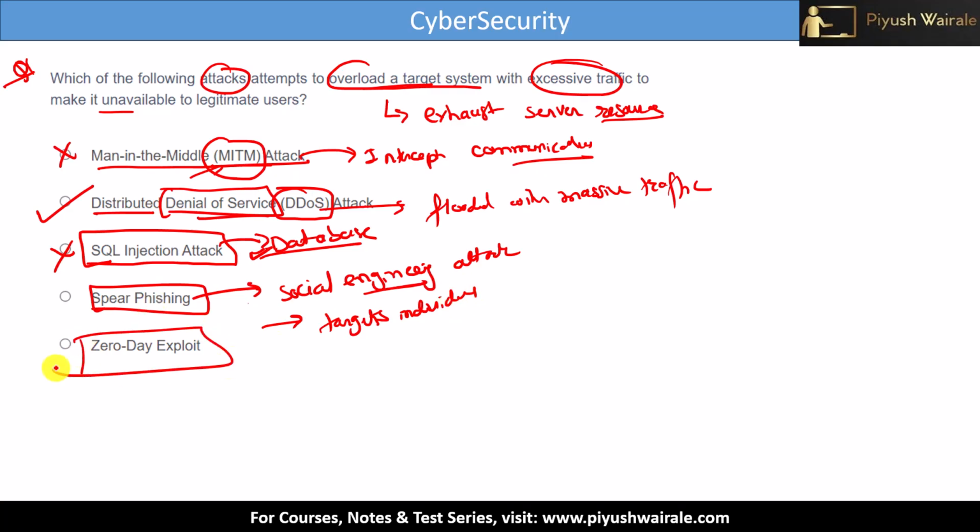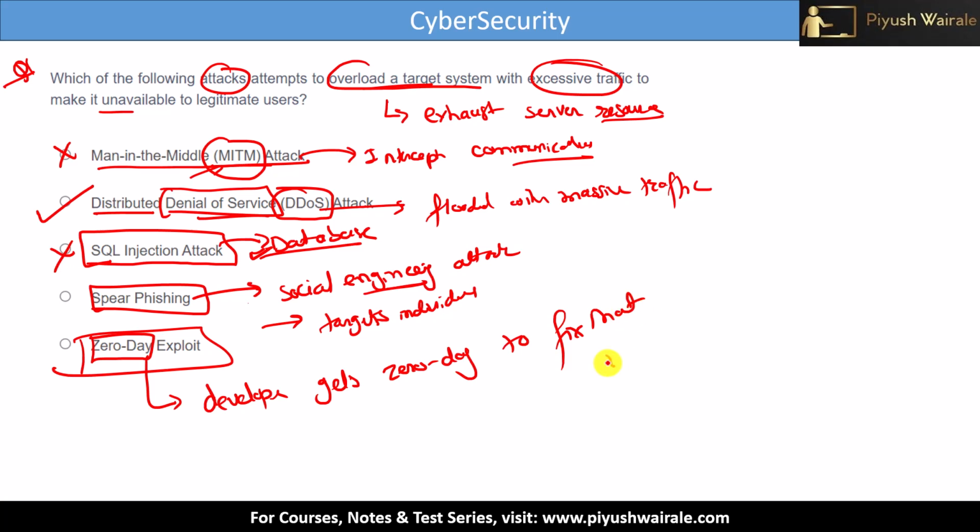What about zero-day exploit? As the name suggests, zero day. Developers get zero days to fix that particular vulnerability. So here, developers get zero days to fix that issue, or we can say vulnerability.